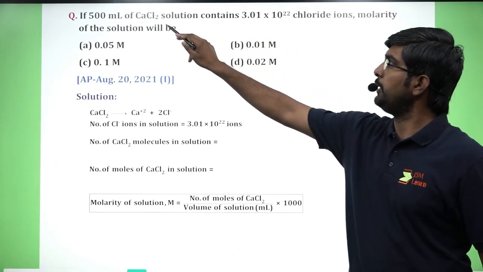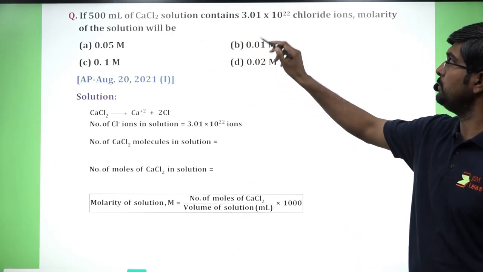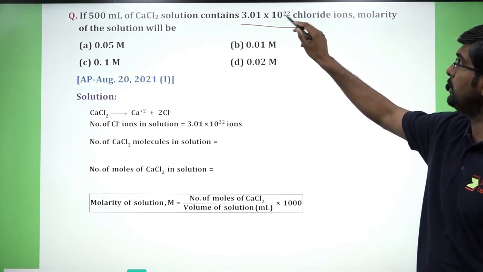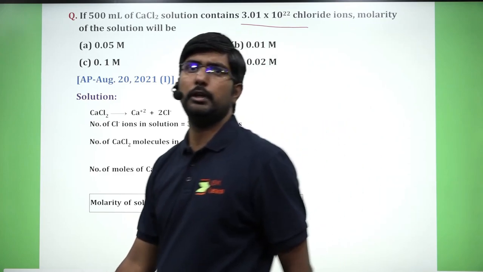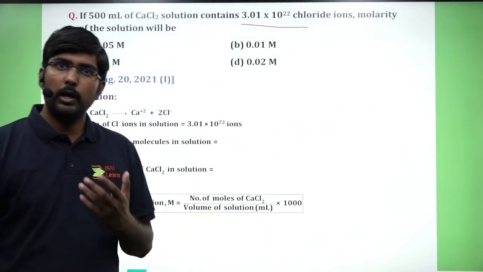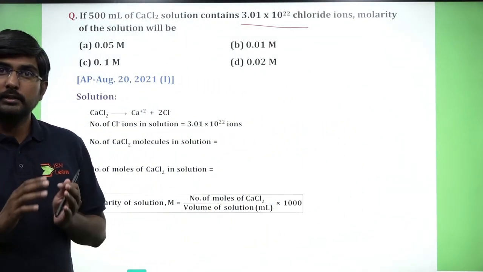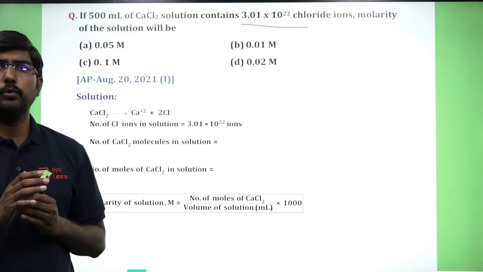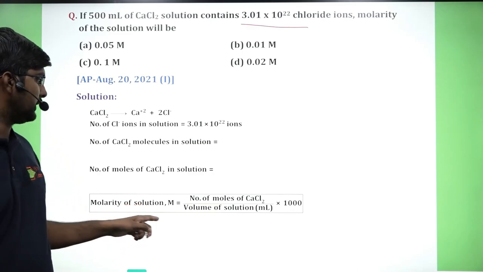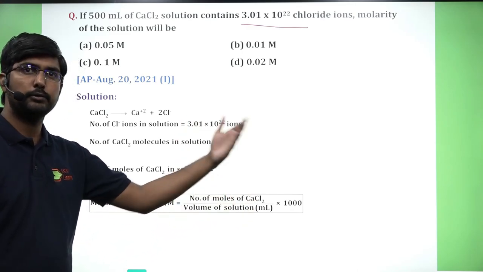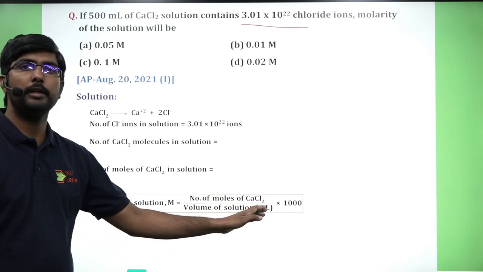Next, if 500 milliliter of calcium chloride solution contains 3.01 into 10 power 22 chloride ions, the molarity of the solution will be? What is the formula to calculate molarity? What is the definition of molarity? Number of moles of solute present in 1 liter of solution. So this is the expression.